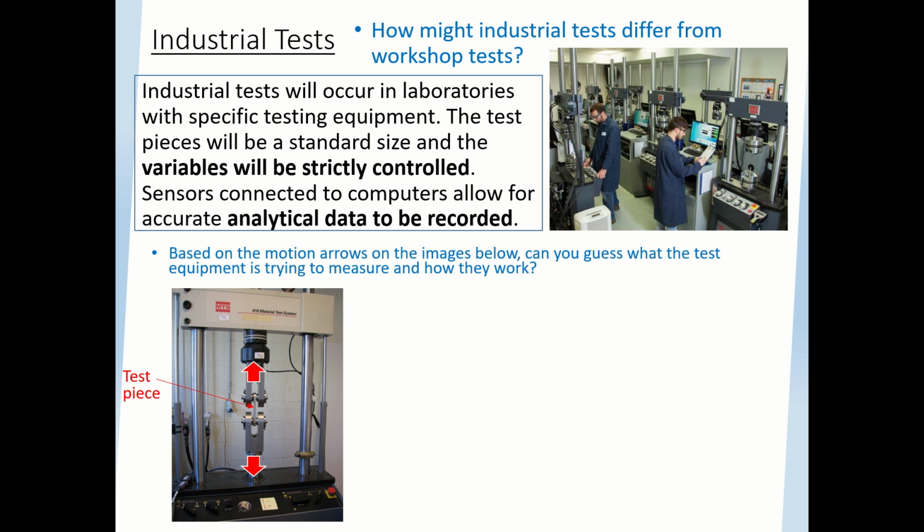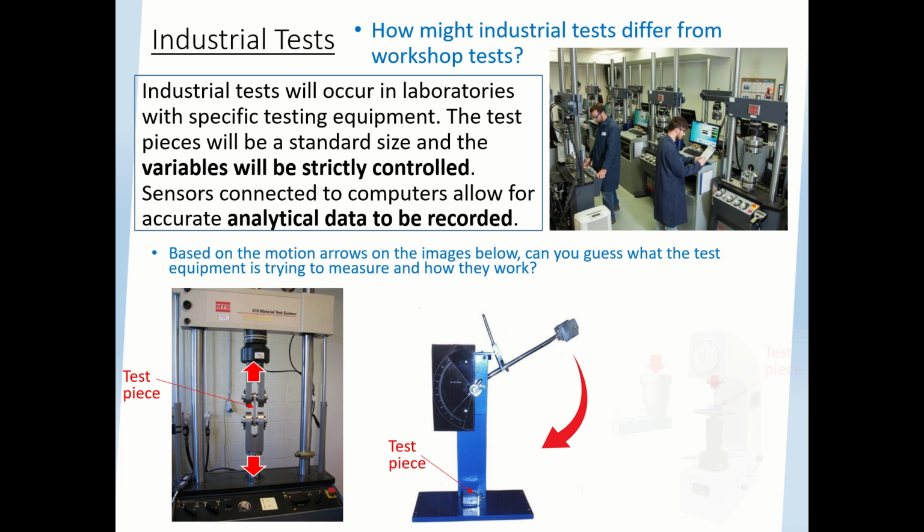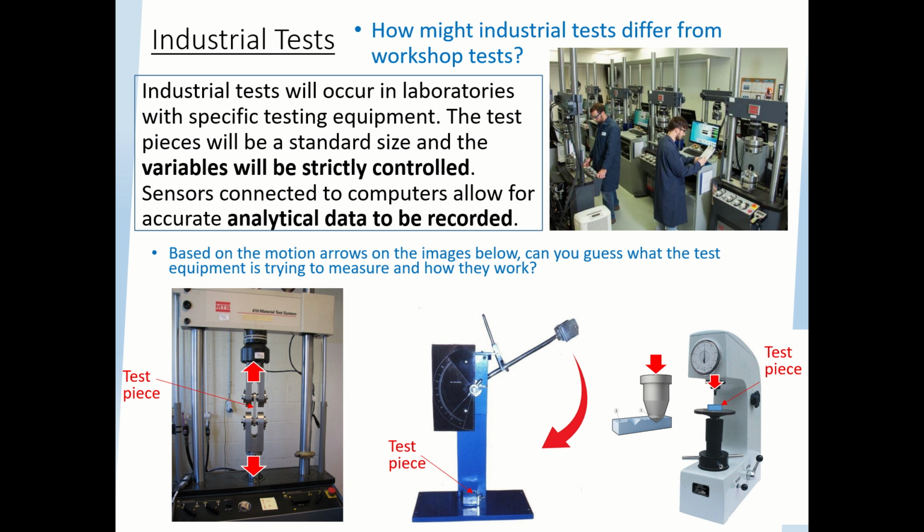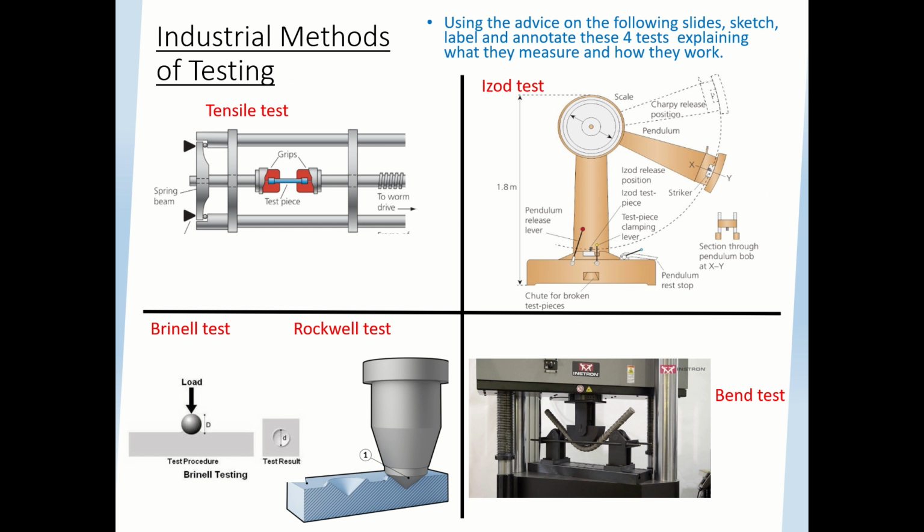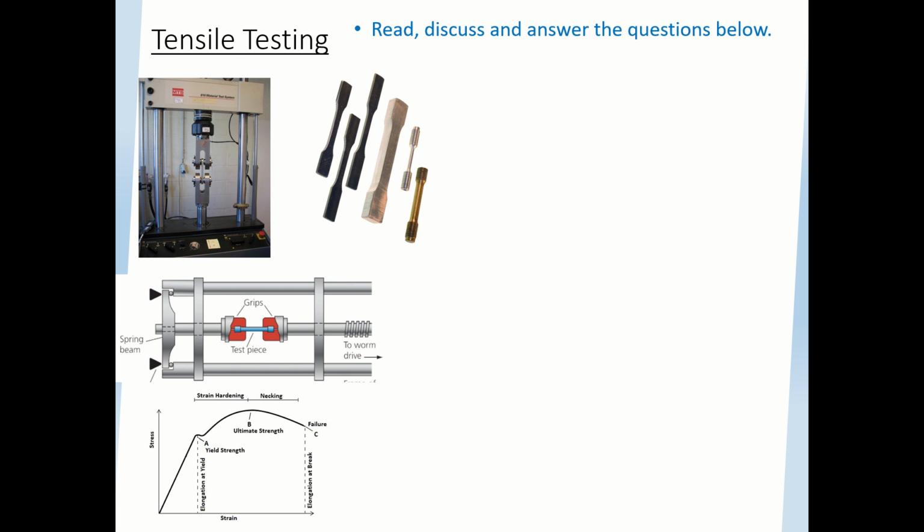Now we're going to look at some of these tests. This is called a tensometer test. This is called an Izod impact test, and that is a Rockwell test. So you get an overview of how these work. A good idea would be, at various points, you can come back to this if you want, to sketch these so you can annotate to explain how they work.